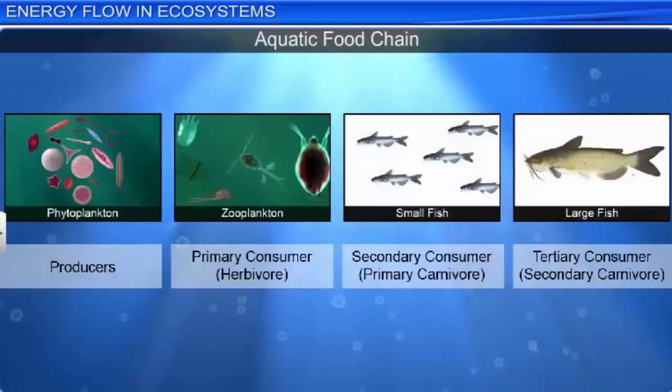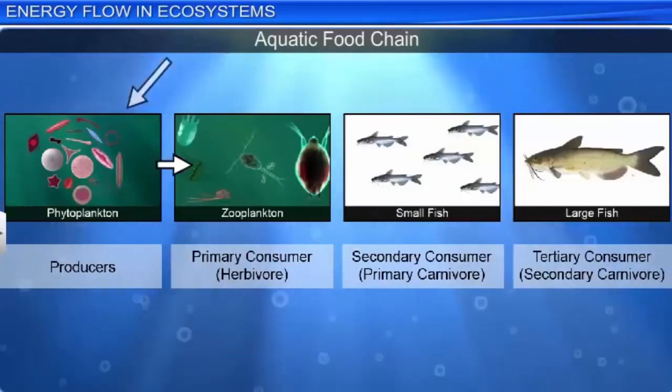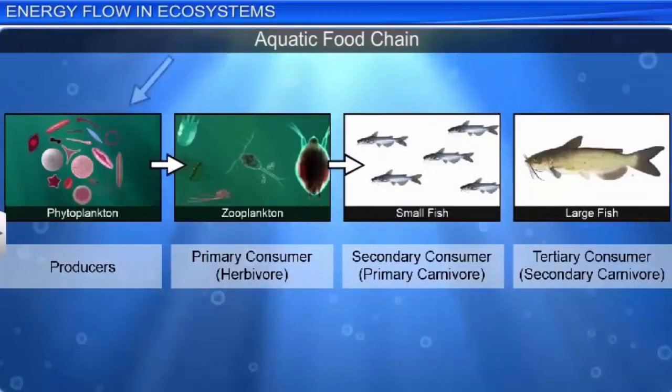Another example of a GFC is an aquatic food chain comprising phytoplankton, zooplankton, small fish and large fish.